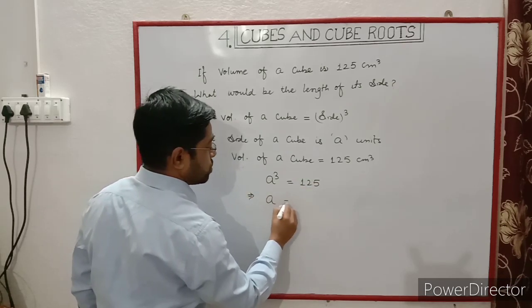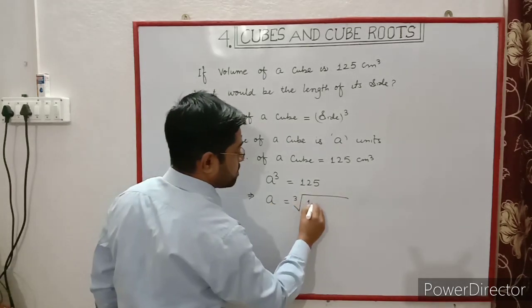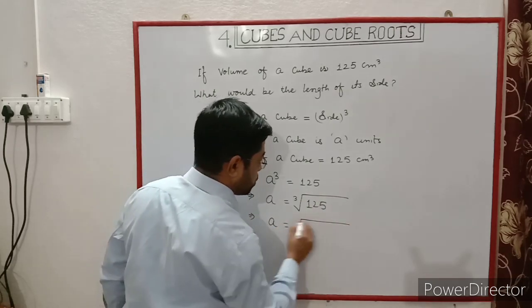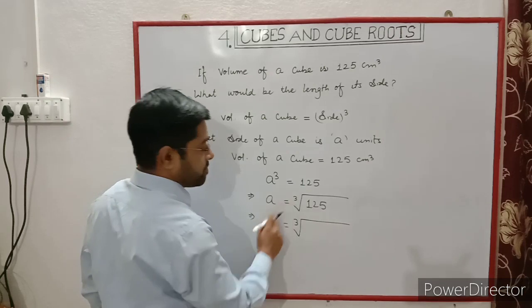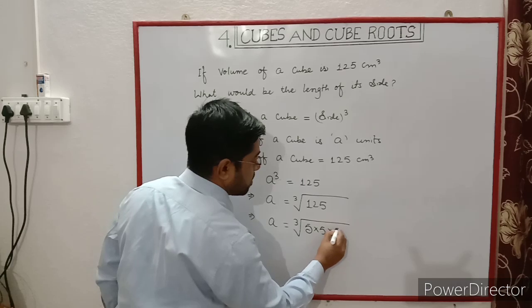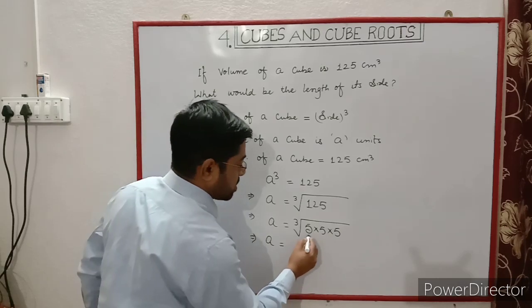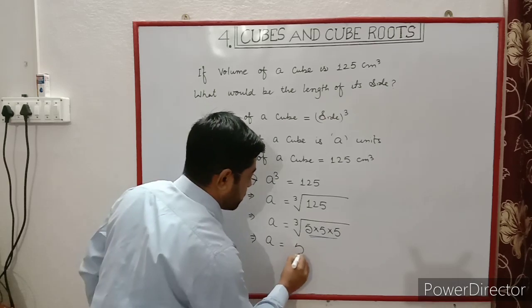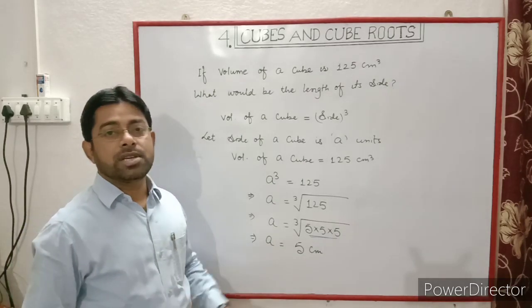Now A is equal to cube root of 125. Again we can write A is equal to cube root of 125 expressed as the product of prime factors. So we can write 5 multiplied by 5 multiplied by 5. Now A is equal to, taking one factor from the group, 5 centimeter. So side of a cube is 5 centimeter.